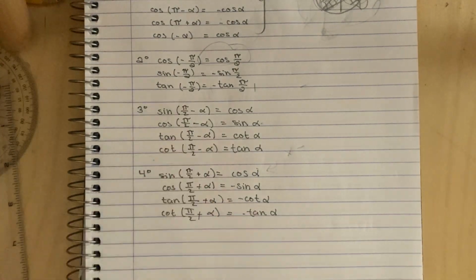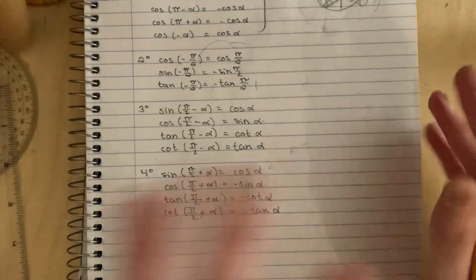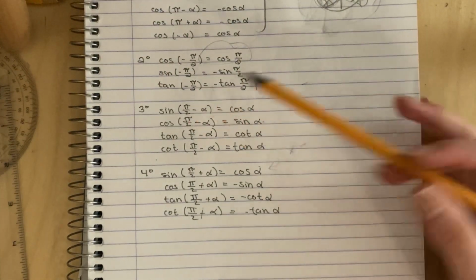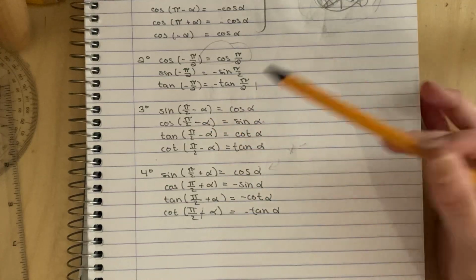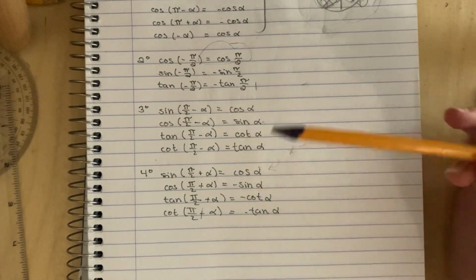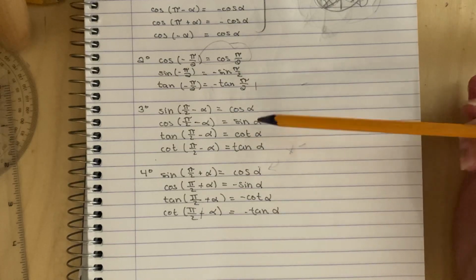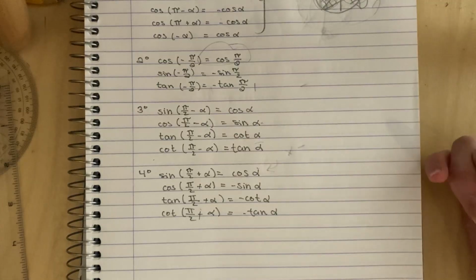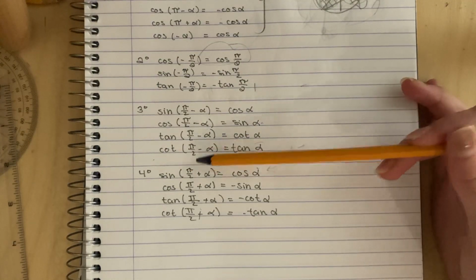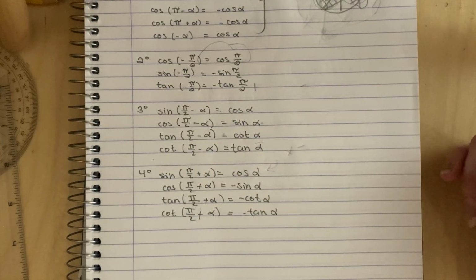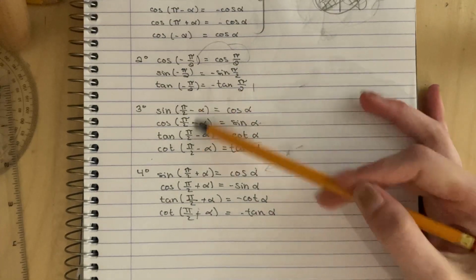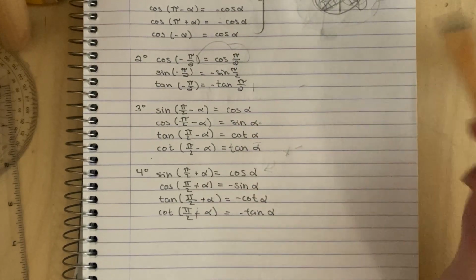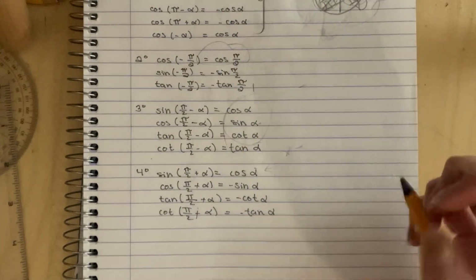Now, sine of pi over 2 minus alpha, if you want to switch between sine and cosine and tangent and cotangent. So sine of pi over 2 minus alpha is cosine alpha. Cosine of pi over 2 minus alpha is sine alpha. Tangent of pi over 2 minus alpha is cotangent alpha. Cotangent of pi over 2 minus alpha is tangent alpha. They're all the same. If you've got pi over 2 minus the angle, it's going to be positive.